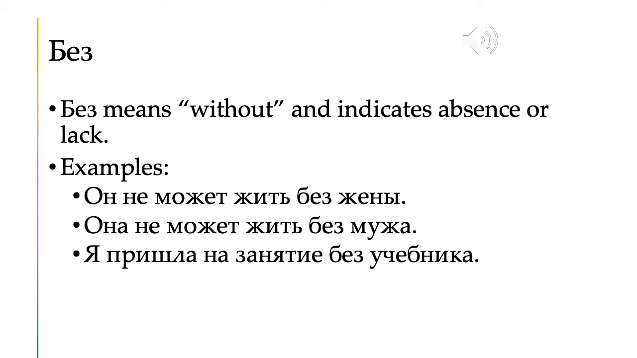The next preposition that we're going to discuss is без. Без means without, and because it indicates absence or lack, of course it has the genitive. So remember, anytime we're indicating the meaning from, of, or absence or lack, we have to use the genitive. And so some examples of using без are Он не может жить без жены. He can't live without his wife. Она не может жить без мужа. She can't live without her husband. Я пришла на занятия без учебника. I came to class without my textbook.